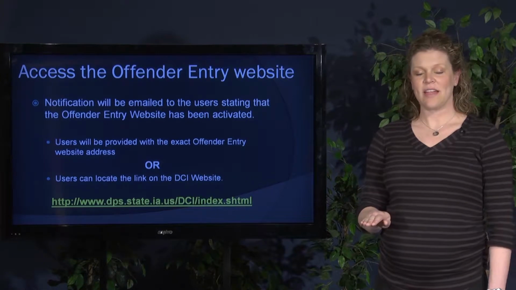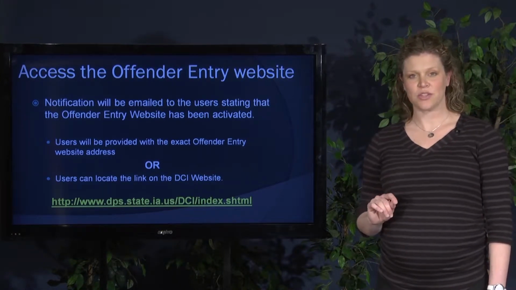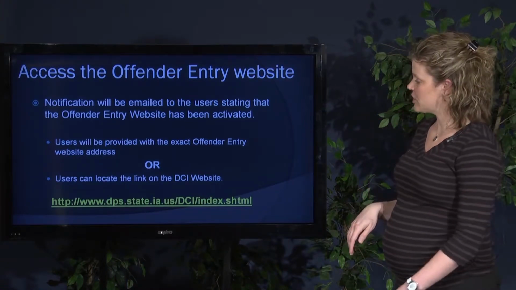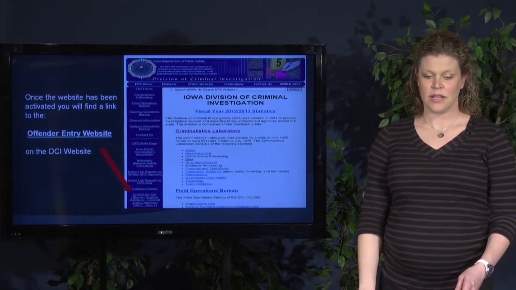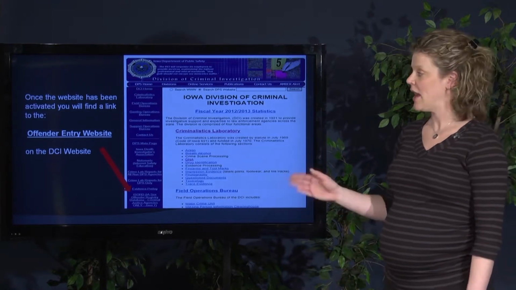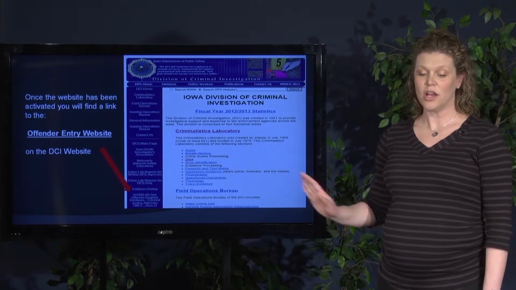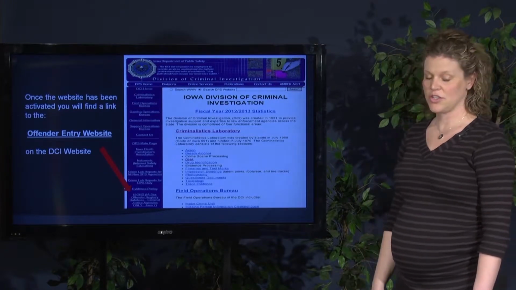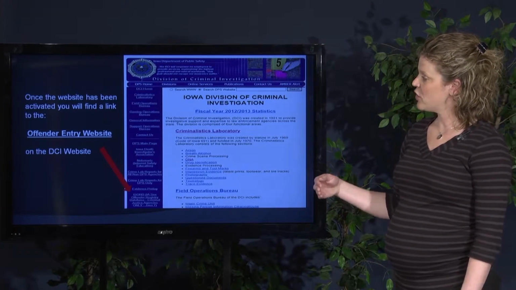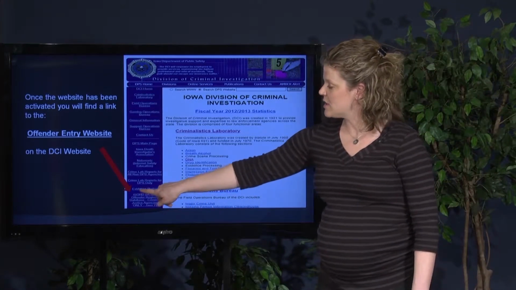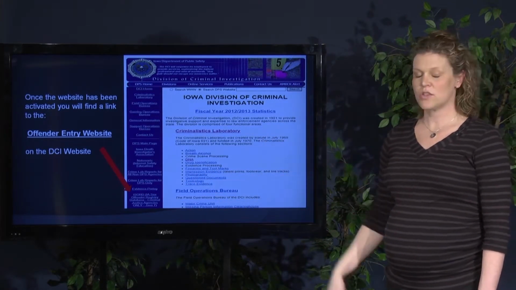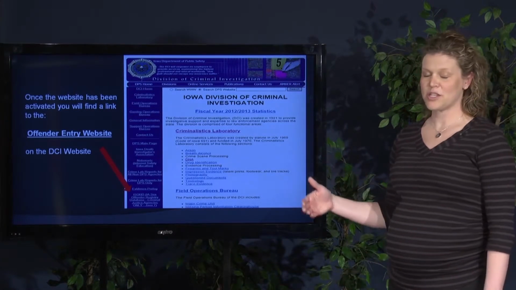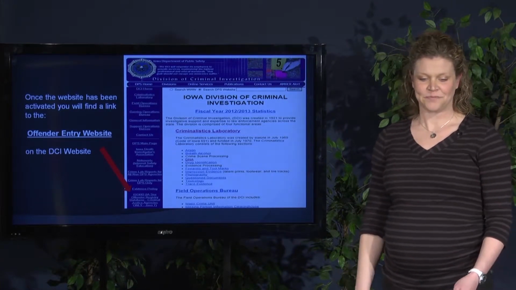So when we have that website ready to go, we're going to send an email directly to you, or there will be a link on the DCI website, which can be seen here in yellow. If you haven't been to the DCI website before, I would highly recommend it. It is a very useful tool across the board in accessing anything about the criminalistics laboratory. So once our website is activated, you're going to find a link below the evidence pre-log link here that will take you to the offender entry website. If you are familiar with the evidence pre-log, the following information I'm going to give you should be pretty user-friendly.